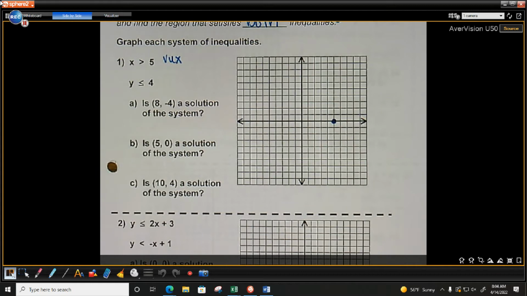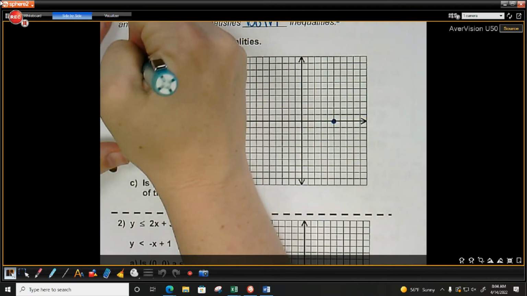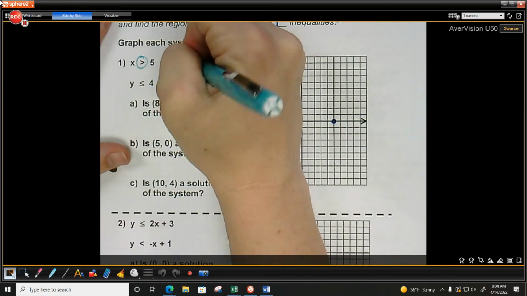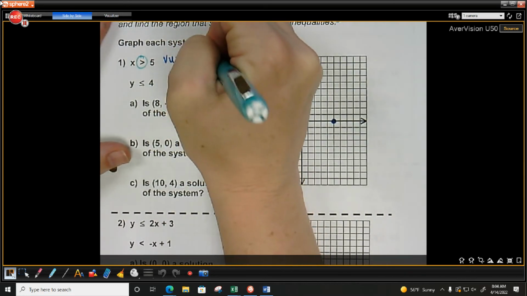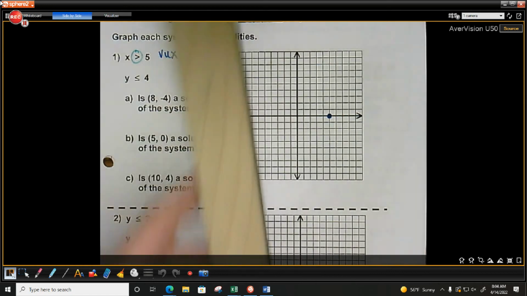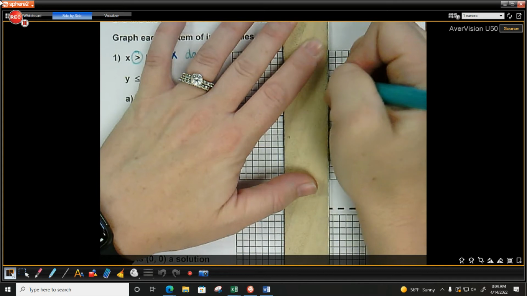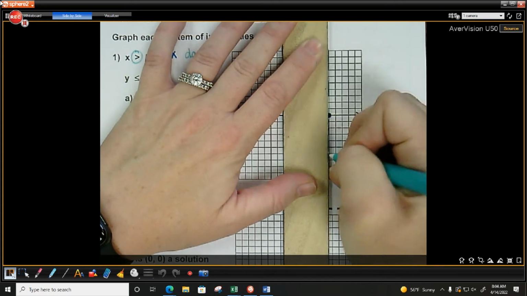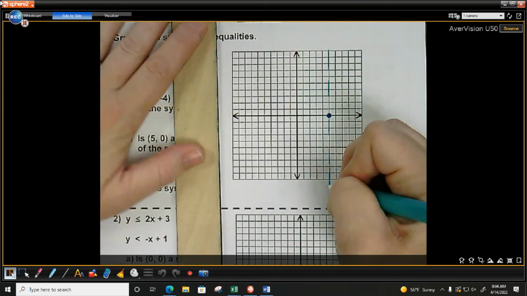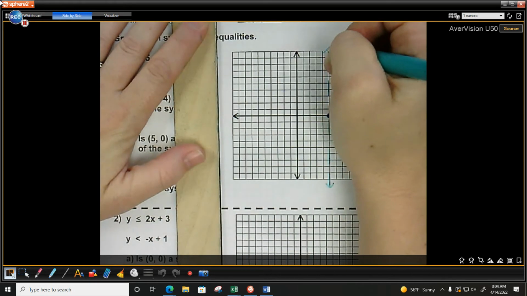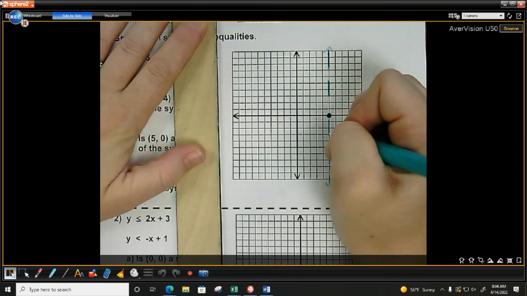What kind of line do I have? Solid or dashed? It's going to be dashed. So I'm doing a dashed vertical line. Dashed vertical line.